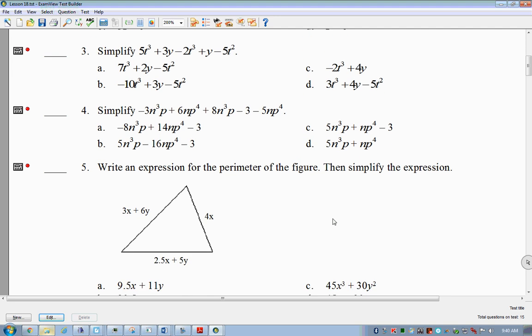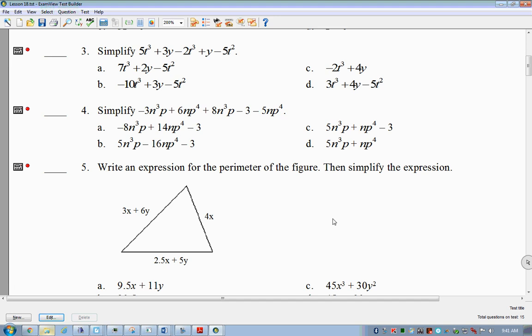All right, 3, we got 5t cubed plus 3y minus 2t cubed plus y minus 5t squared. Can anybody identify what is an unlike term from everything else? What's that? Negative 5t squared. All right, so I've got 5t cubed and negative 2t cubed. What is that going to be? 3t cubed. All right, I've got 3y and y. What's that going to be? 4y. So we see D as our answer.